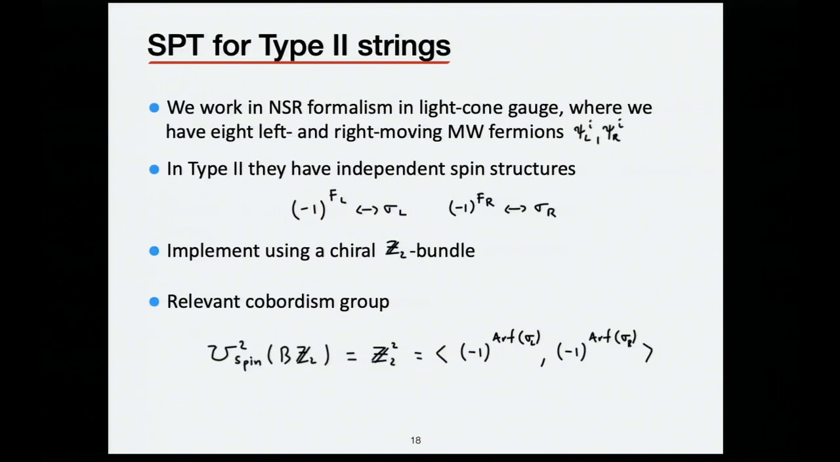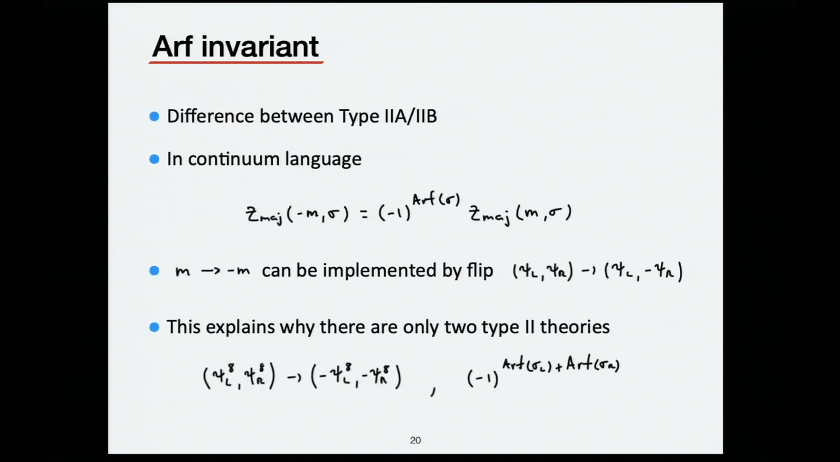But wait a second. Here there are two Z2s, right? Whereas I think there are only two theories. So what is going on? What is the difference between type A and type B? I already explained. And let's remind ourselves that there's another way of thinking about this arc invariant, which is if I just calculate the partition function with fixed spin structure for my free fermion with mass m, then if I change the sign of the mass, that is related to the other sign by this arc invariant. So you can think of this as some sort of anomaly. And this doesn't depend on the mass, so I could set the mass to zero. And this thing can be implemented by flipping the sign of one of these.